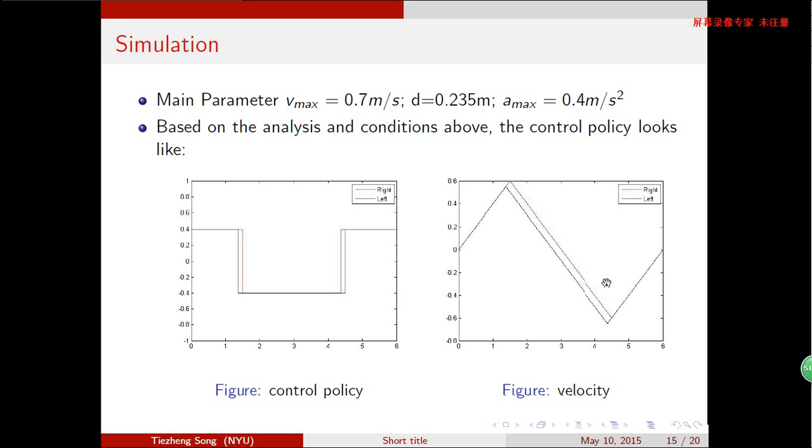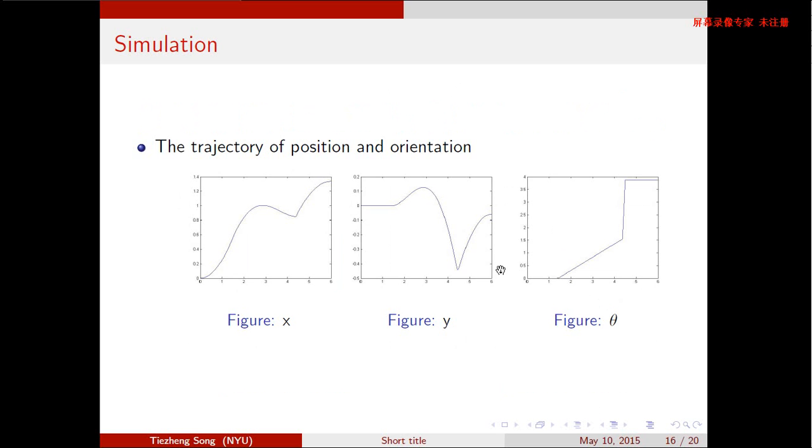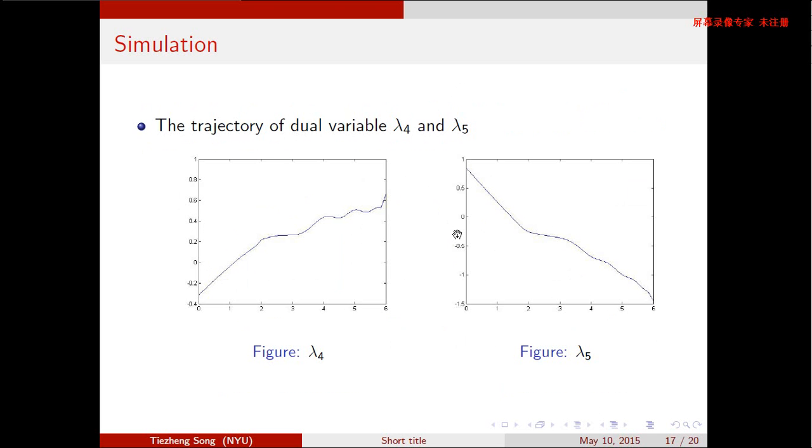In the end, we can get the simulation of this problem. With these parameters, the control policy and velocity on both of the wheels look like this. Here are the trajectories of the position and the orientation. This is the trajectory of dual variables lambda 4 and lambda 5.